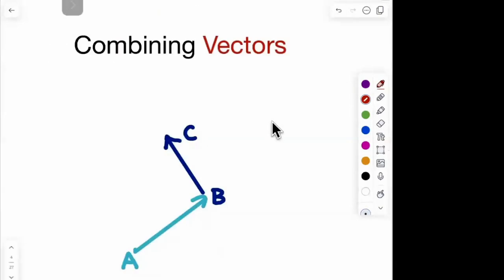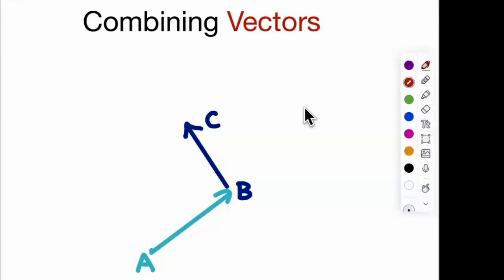Next, we're going to talk about combining vectors. Sure, yeah? For the zero vector, what is it used for? Is it just supposed to represent zero?